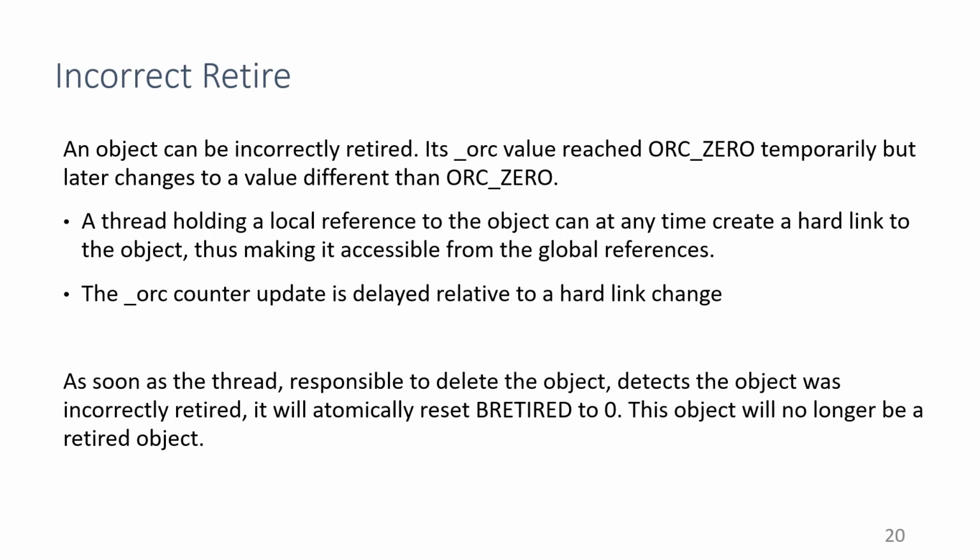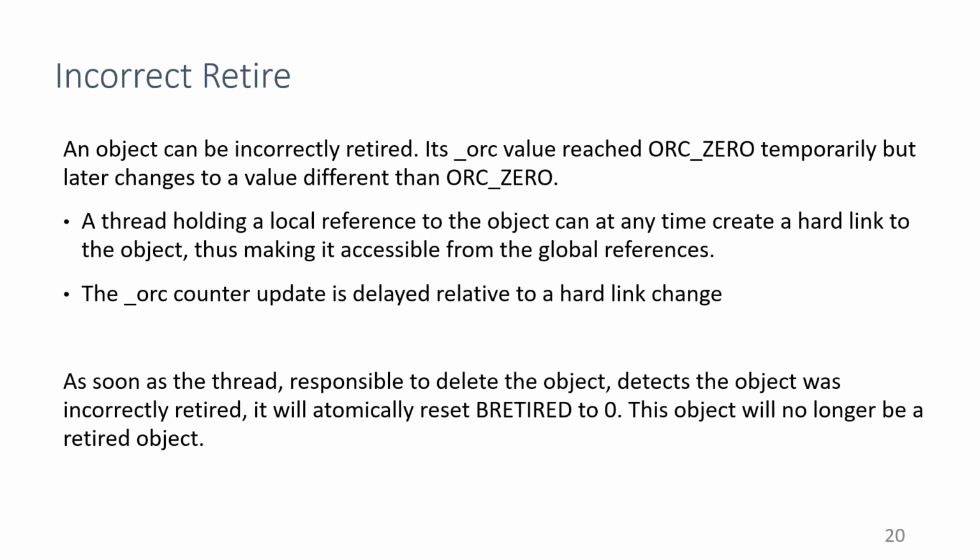Its _orc value can reach zero temporarily. There are two scenarios where this can happen. A thread holding a local reference to the object later creates a hard link to it, making the object accessible from the global references, and the _orc count update is delayed relative to the hard link change because of our implementation of the compare and swap, where the hard link is made available before the _orc is incremented.